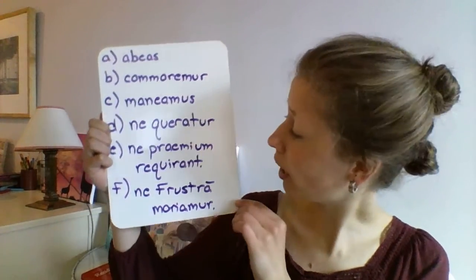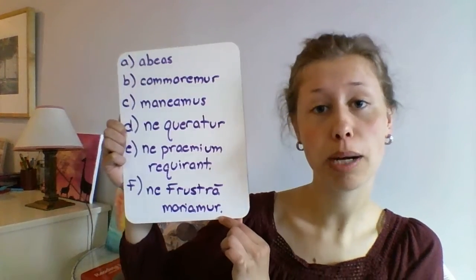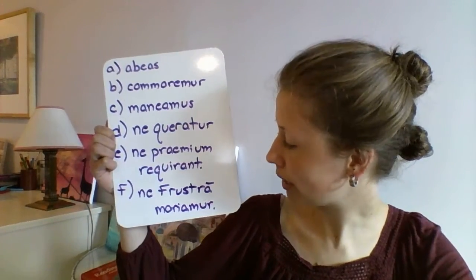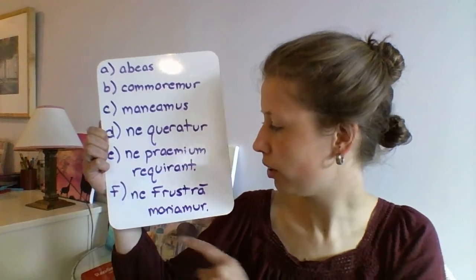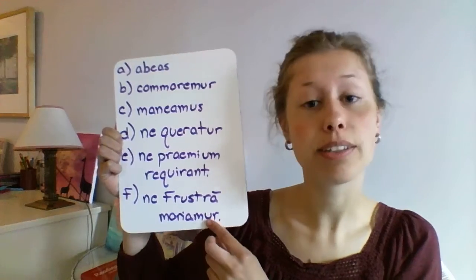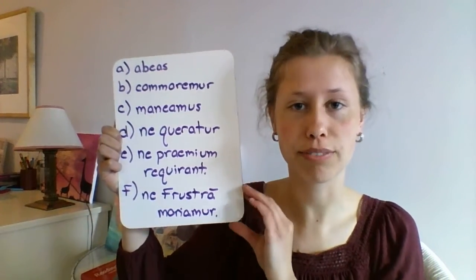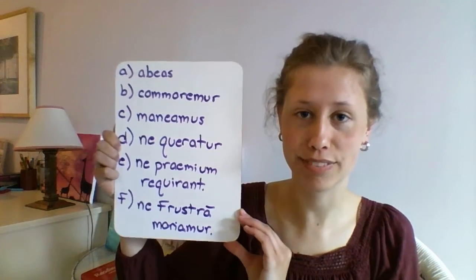Then at the end here we have ne frustra moriamur. Morior means die, again deponent. So let us not die in vain. This is first person plural, us, and frustra just means in vain. So let's not die in vain.